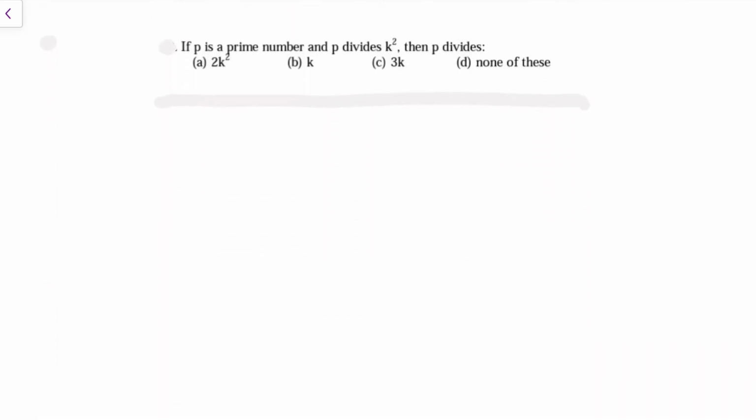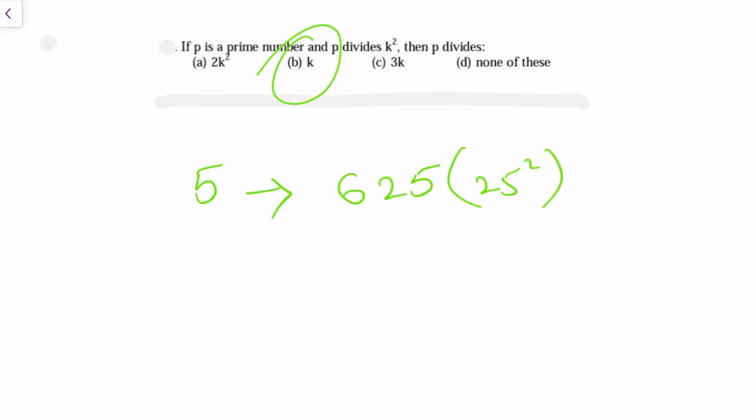Next, if P is a prime number and P divides K square, then obviously P divides K also. For example, if I say that 5 is dividing 625, 625 is actually 25 square, so 5 divides 625 means 5 should divide 25 also. Of course it divides 25. So that's why if P divides K square, then P divides K also. If P is a prime number, then only that is possible. Otherwise it is not possible in every case.